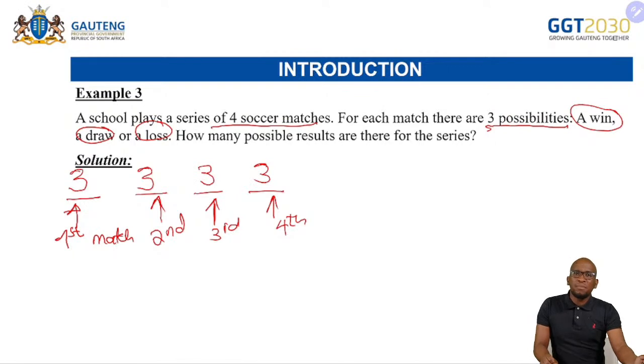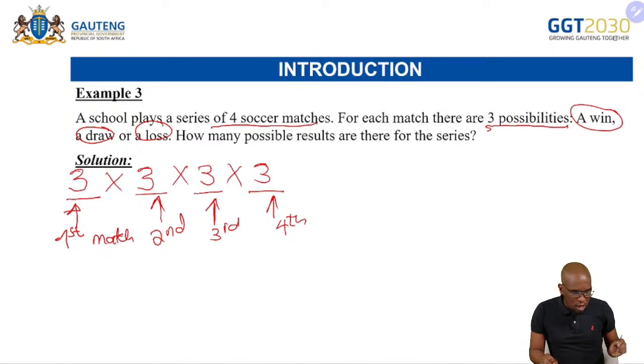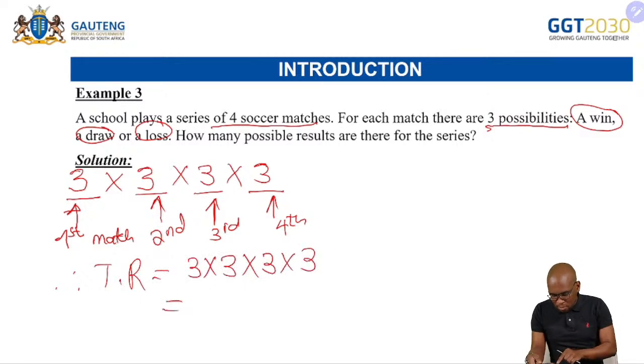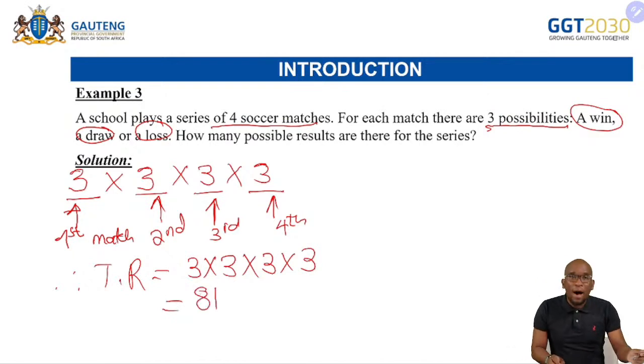And according to the fundamental counting principle, if we have 3 ways of performing task 1, 3 of performing task 2, 3, and 4, then we have to multiply all those options combined. Therefore, the total result in this case would be 3 times 3 times 3 times 3, which will then become 3 exponent 4, which gives us 81. So we have 81 possible results for this particular series. Right, we move on.